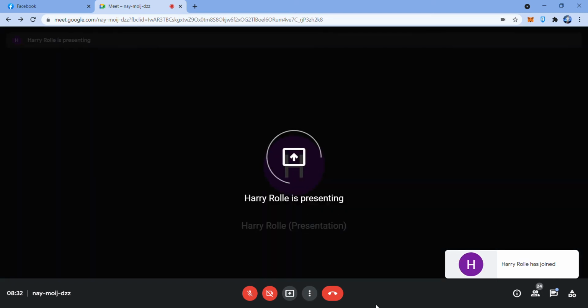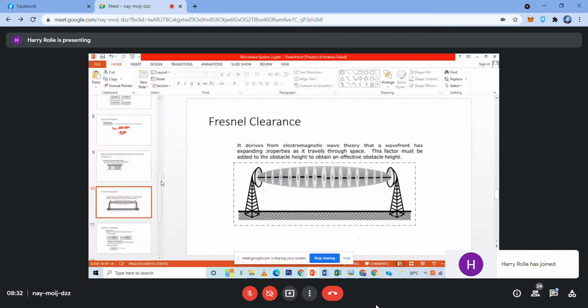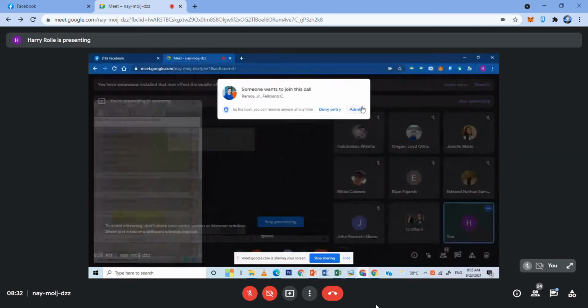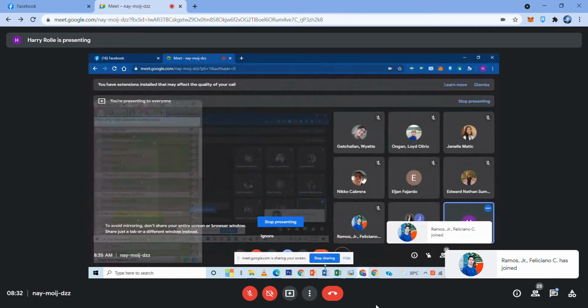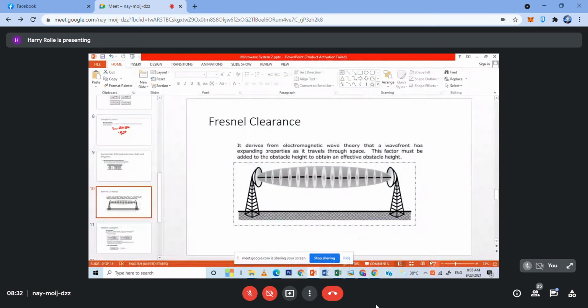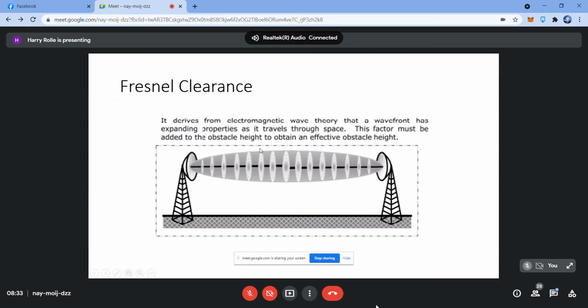As I told you earlier, we have what we call the Fresnel clearance. Fresnel clearance ang tawag. Okay, so let's go back. What do you mean by Fresnel clearance? It derives from electromagnetic wave theory that a wave front has expanding properties as it travels through space. This factor must be added to the obstacle height to obtain an effective obstacle height.